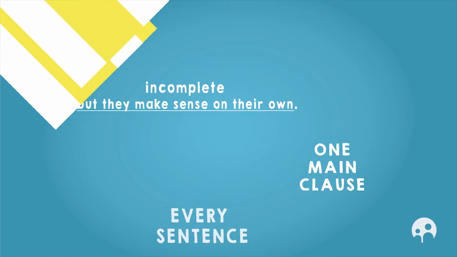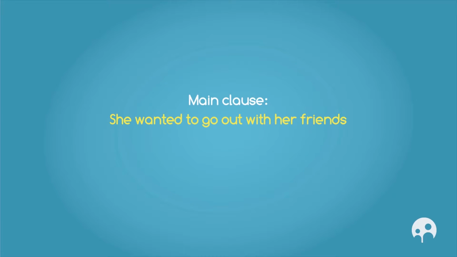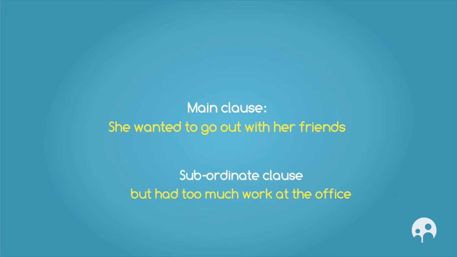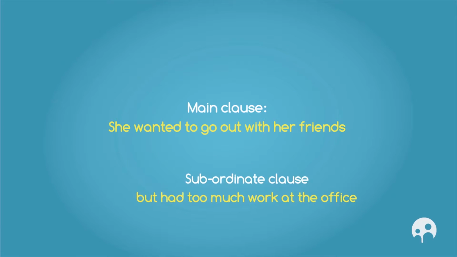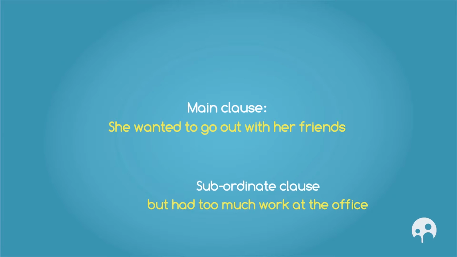Here's an example of a main clause. She wanted to go out with her friends. Here's an example of a subordinate clause, the other type of clauses. But had too much work at the office. As you can see, subordinate clauses do not make sense on their own.